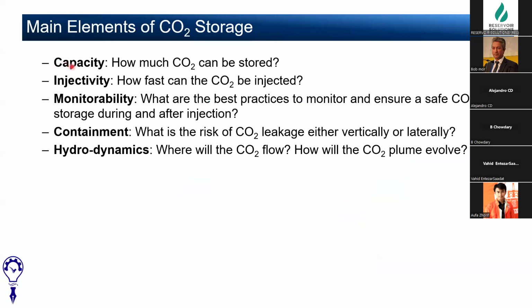So what does capacity mean? Capacity means how much CO2 can be stored. So this is very important. How much CO2 can be stored in a subsurface, in a depleted oil and gas reservoir, or in saline aquifers, or in other options. Another one is injectivity. How fast can the CO2 be injected? What is the injection rate? How many wells do we need to inject this amount of CO2 in subsurface?